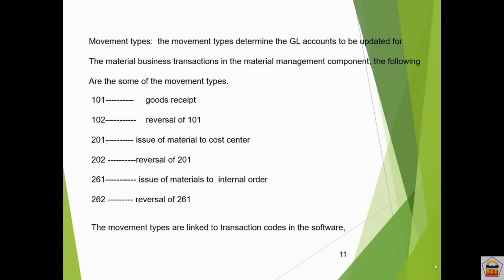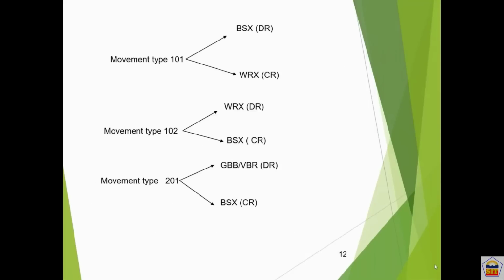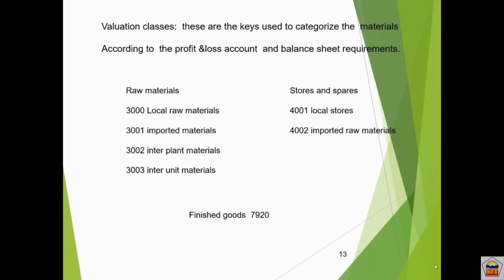As I just shared with you, movement types are linked to your transaction code in the SAP software. When you run the relevant transaction code, for example MIGO, we select the action, and the system will automatically suggest the movement type. This movement type will further trigger your transaction event key with which you will be linking your GL, and accordingly the accounting entry will be posted with those GLs.